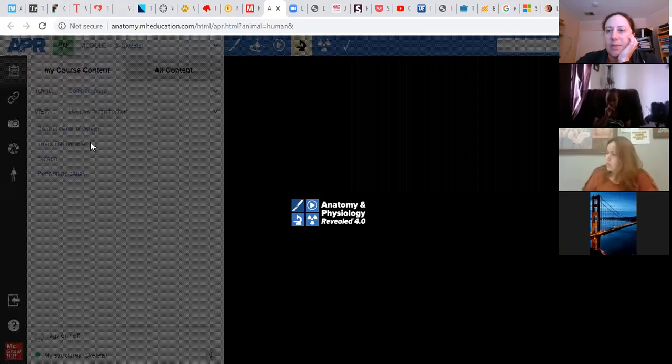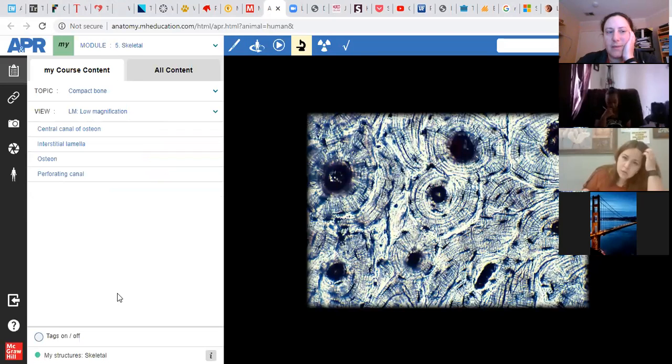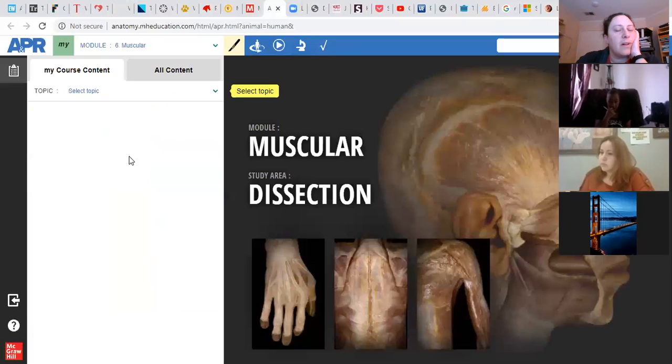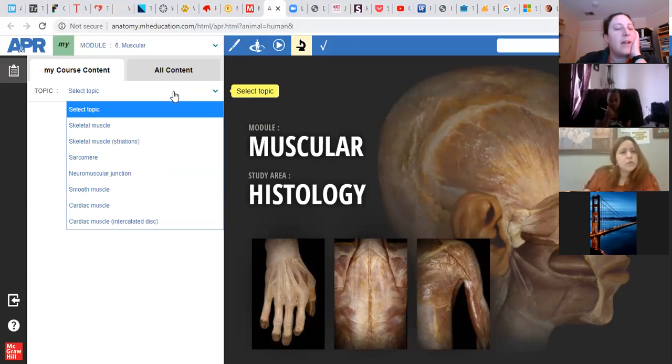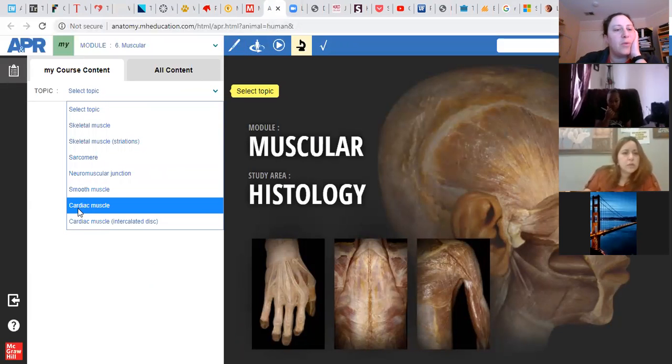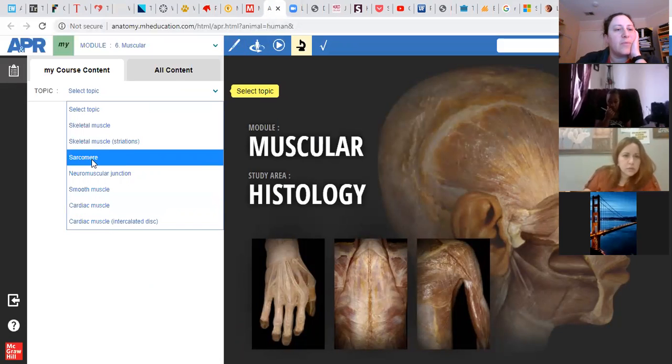And then like here's our beautiful bone slide that we've seen before that we got to look at in real life. Come on, there it is, right? Beautiful. And then if we go to muscular, and you'll notice it resets to dissection, but we go back to the microscope, now we're in histology, and we can look at smooth muscle, cardiac muscle, skeletal muscle.